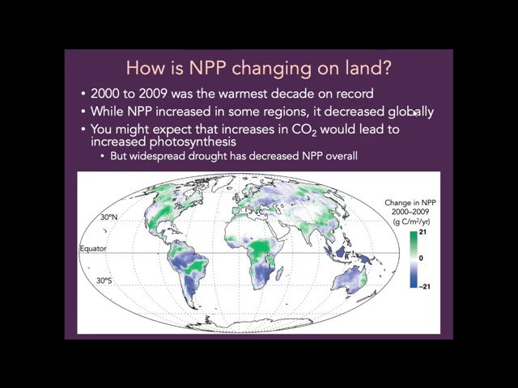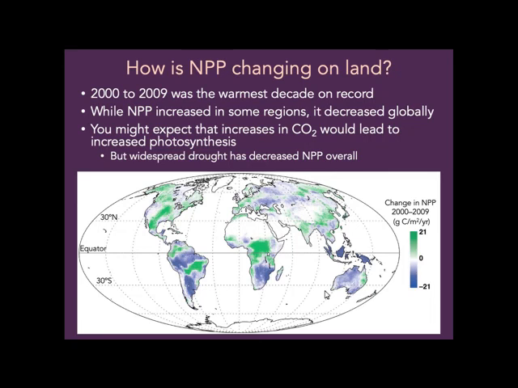On land, NPP is also changing. What does NPP stand for? Net primary productivity. Yeah. So from 2000 to 2009, this was the warmest decade on record. I think your book only has the stats up to 2015. I bet it's been warmer still since then. So NPP has increased in some regions, but it decreased globally. You can see here, there are some green spots, but if you add up all the green and blue together, total NPP has declined, okay?